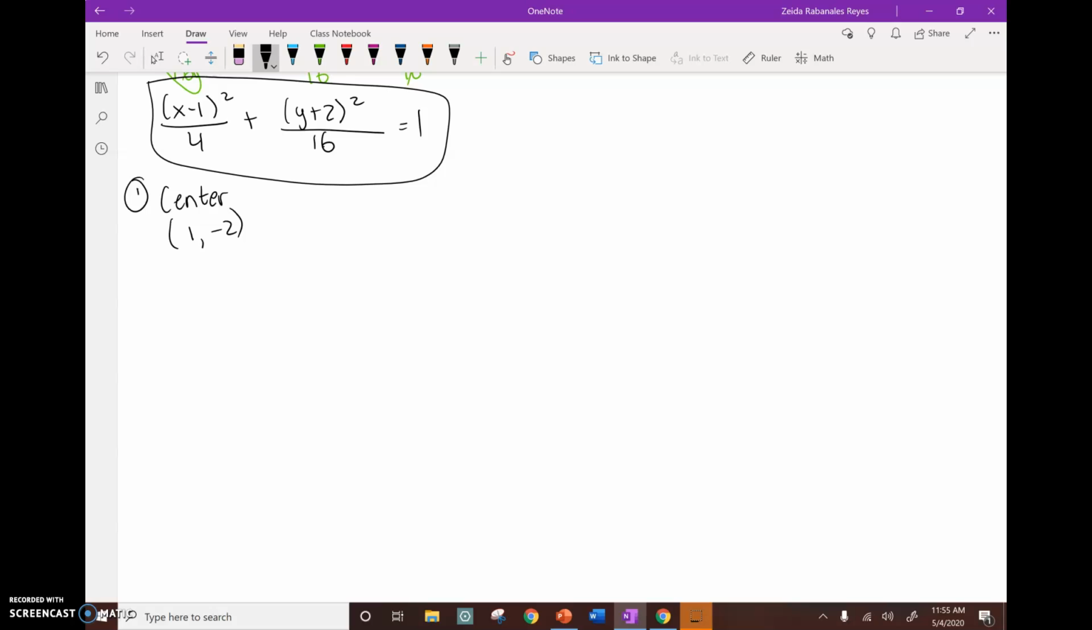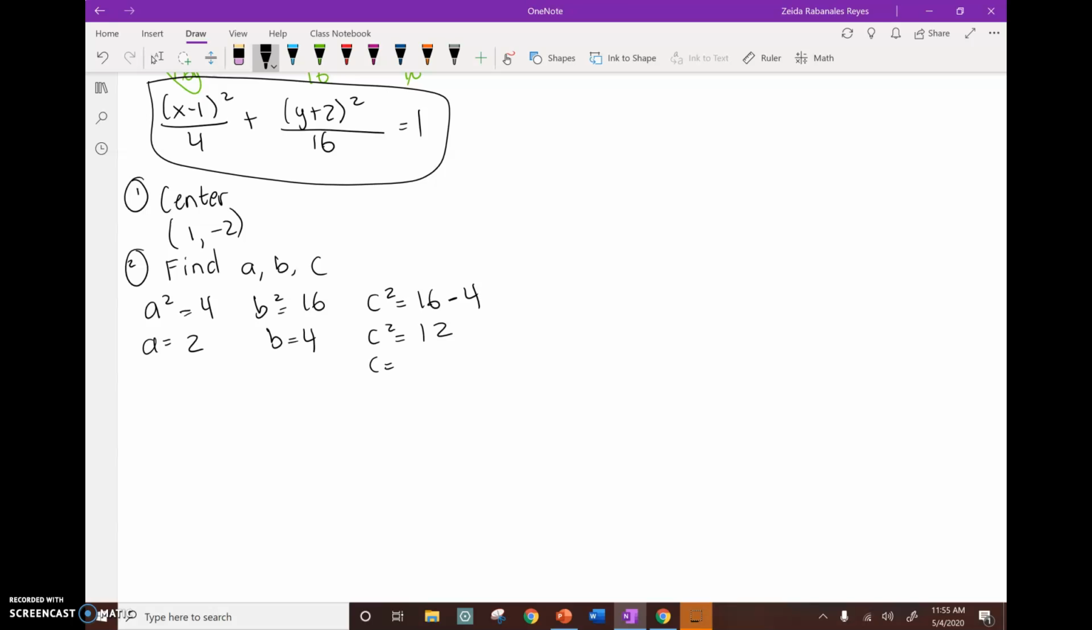So step 2, I need to find a, b, and c. So a squared equals 4, b squared is equal to 16, a is 2, and b is 4. And c squared is 16 minus 4, because 16 is bigger than 4, which gives me 12. So c is square root of 12.